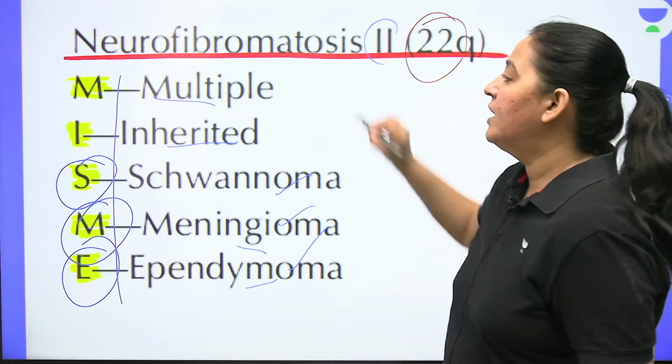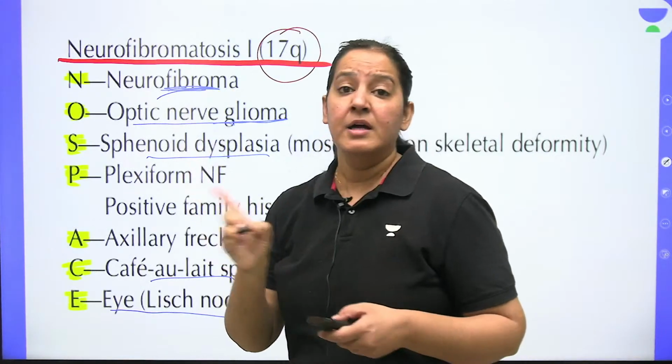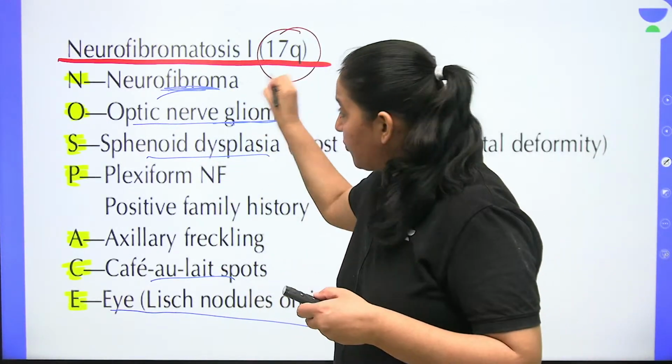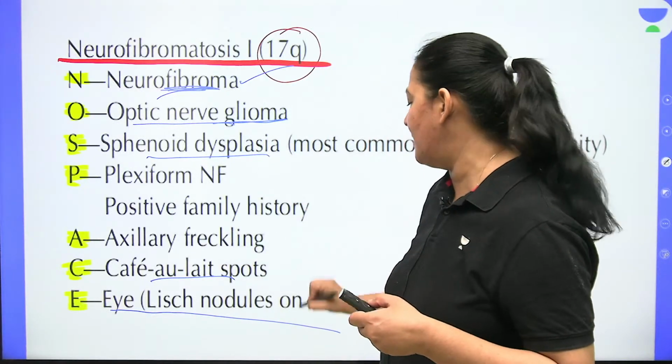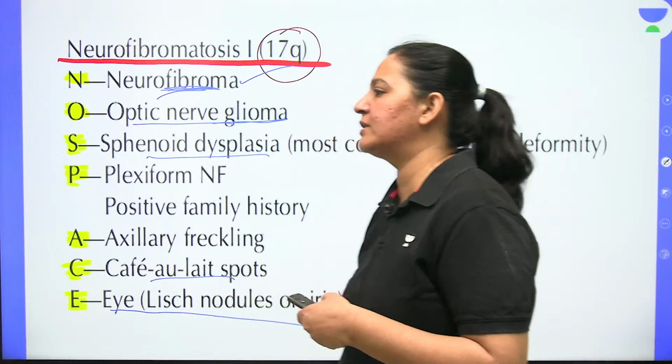Neurofibromatosis type 2. In type 1, neurofibromas will be multiple. These are the neurofibromas. There is no schwannoma, meningioma and ependymoma in type 1. Here neurofibromas are multiple, here optic nerve gliomas are multiple, tumors are here and there too, but the name of the tumors is different. That's why students always get confused.